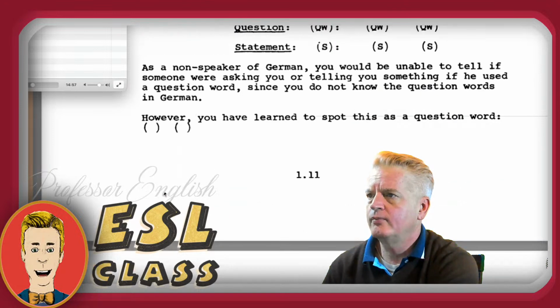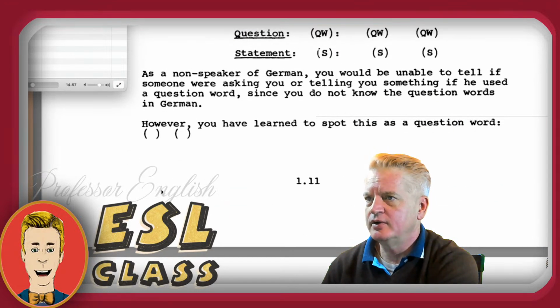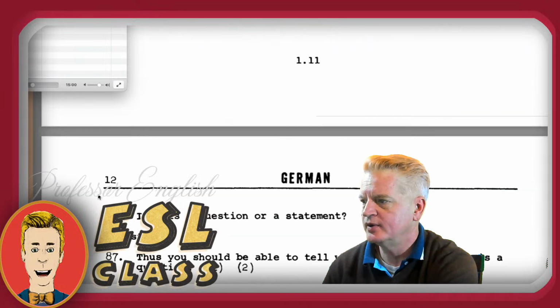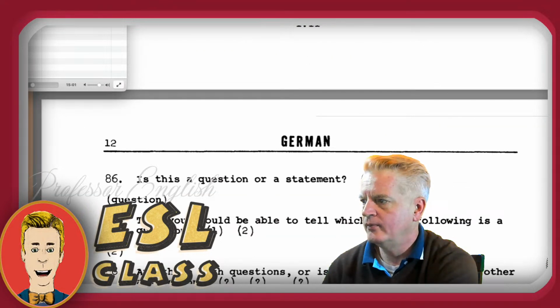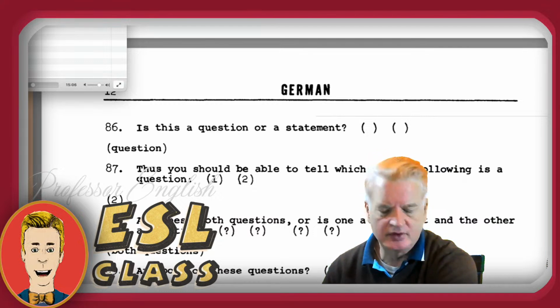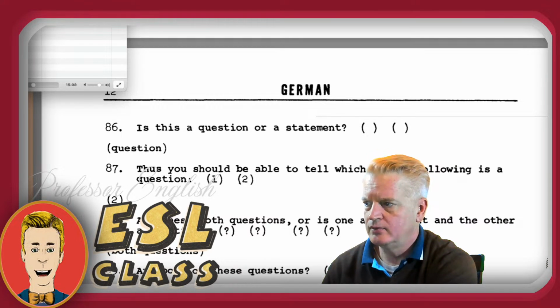85. As a non-speaker of German, you would not be able to tell if someone were asking you or telling you something, since you do not know the question words in German. Wo? However, you have learned to spot this as a question word. Page 12. 86. Is this a question or a statement? Wo essen Sie denn? That's a question.